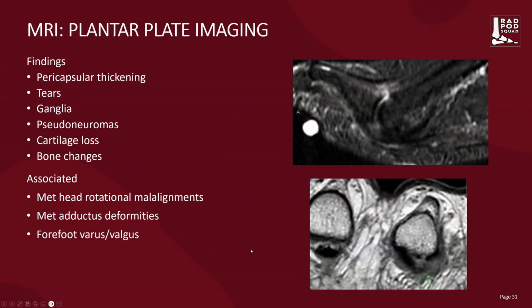Looking at plantar plate imaging with MRI, we really can appreciate that pericapsular thickening. We can see tears, ganglia, pseudoneuromas, cartilage loss, bone changes, and of course associated metatarsal head rotational malalignments, metatarsus adductus deformities, and even forefoot varus and valgus. We can see here on these examples, the plantar plate has been retracted and pulled away, and we can see a gap that's greater than 2.5 millimeters. Here we can see that transverse tear greater than 50% of the thickness of the plantar plate and the pericapsular soft tissue change that has infiltrated this T1 weighted image.